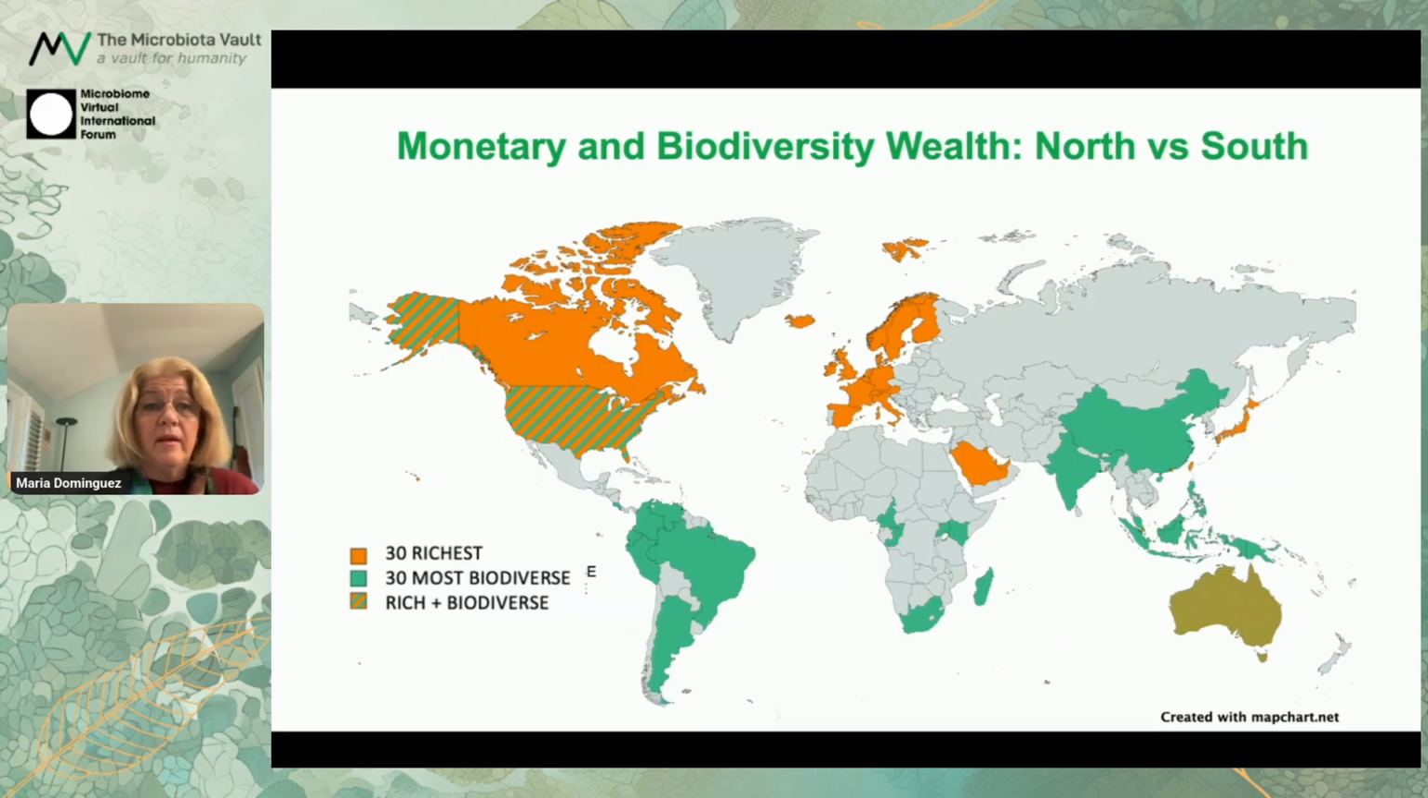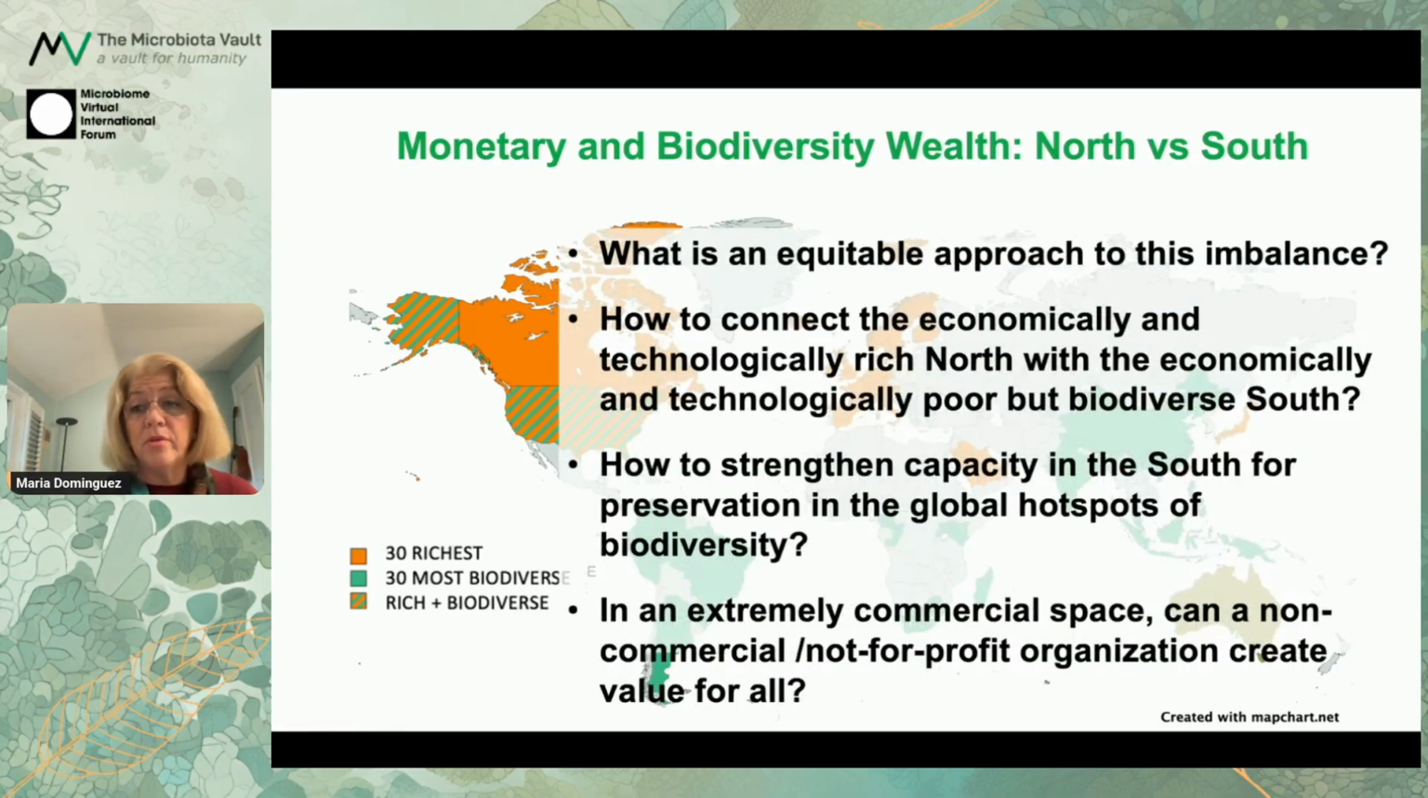So what can we do about it as microbiologists? When we look at the monetary and biodiversity wealths, the two wealths of the world, we can see here the monetarily richest countries in the world in orange, and the most biodiverse in green, and there is very little overlap. So what is an equitable approach to this imbalance? How can we connect them? How can we strengthen the capacity of the South to preserve their very important biodiversity hotspots in a world that is extremely commercial? Can we do something non-profit?